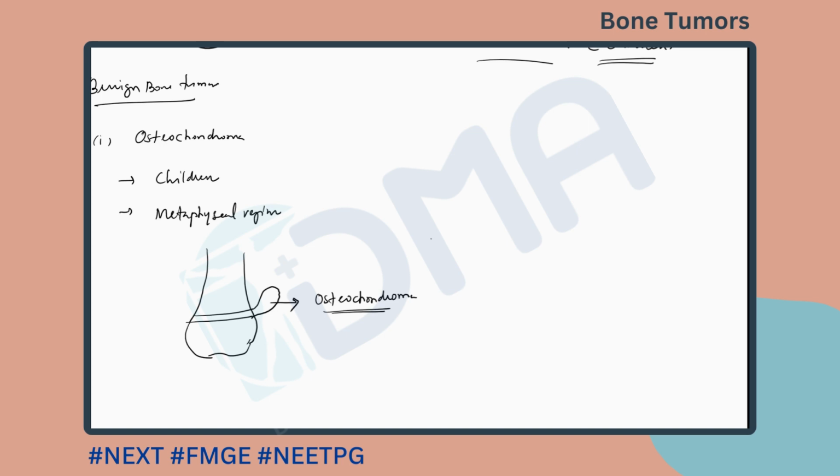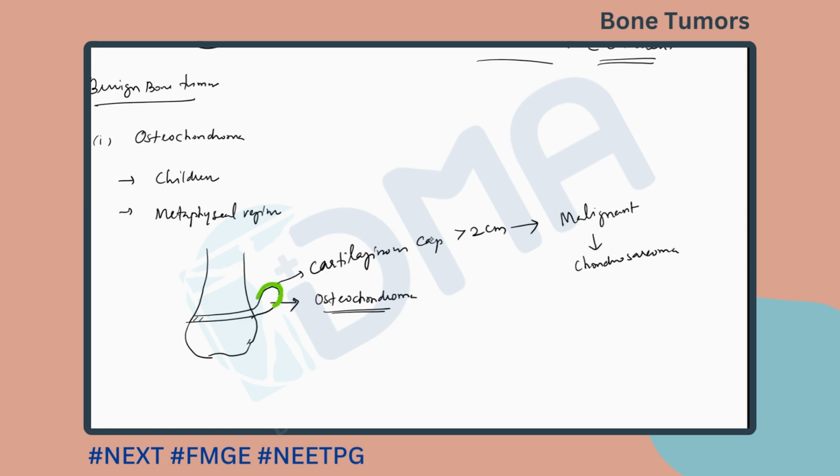Usually this osteochondroma will be covered by a cartilaginous cap. If this cartilaginous cap is more than 2 centimeters in thickness, the chances of it getting converted into a malignant tumor are higher, which can convert into chondrosarcoma. Okay, clear? Okay, so very simple. What is osteochondroma?